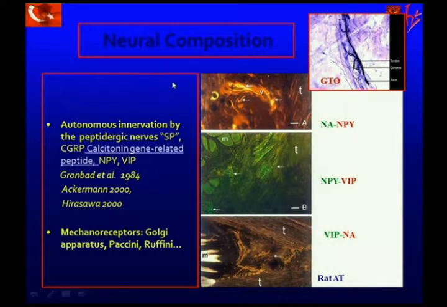On the other hand, neural composition is important. Peptidergic nerves, that means substance P fibers, calcitonin gene-related peptide, for the neural composition. There are elements of the autonomic system. On the other hand, mechanoreceptors, as you know very well: Golgi apparatus, Pacini, Ruffini.